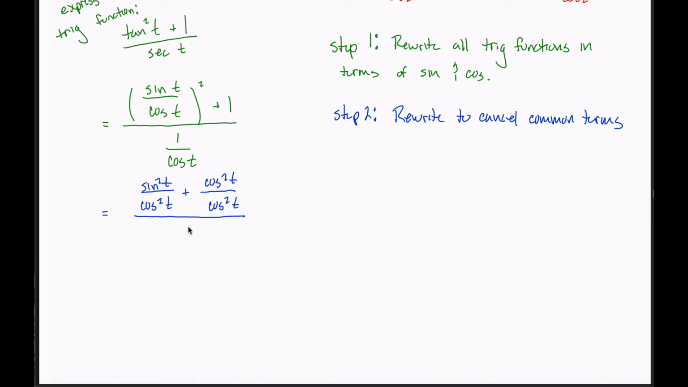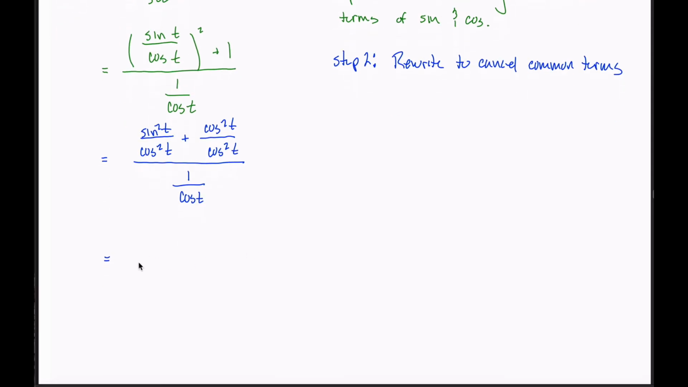I'm going to leave this denominator alone for now. I still have 1 over cosine of t. And now I can take advantage of the fact that I have the same denominator up here in the numerator. So I'm just adding up these two fractions. How do you add fractions? Well, you leave their common denominator alone. You just write that a single time. So my common denominator is cosine squared t. And you add up the numerators. So I have sine squared t plus cosine squared t from here and here.